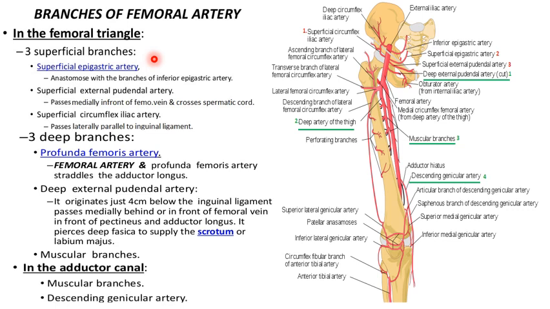The superficial branches are superficial epigastric artery, superficial external pudendal artery, superficial circumflex iliac artery. The deep branches are the profunda femoris artery, the deep external pudendal artery, the descending genicular artery, and the muscular branches. So there are 3 superficial branches and 4 deep branches of the femoral artery. I repeat again, the branches of femoral artery are 3 superficial and 4 deep.